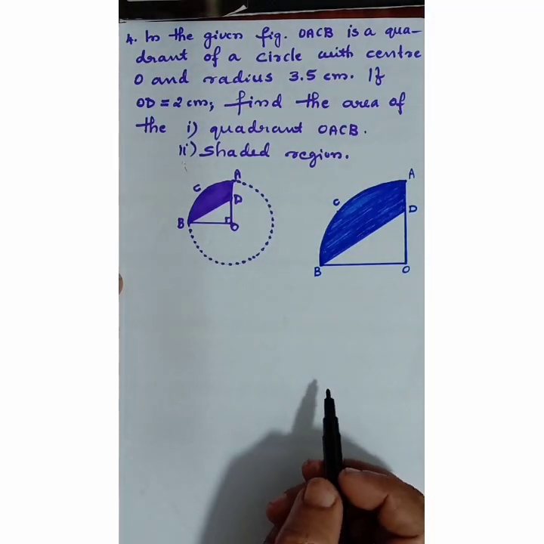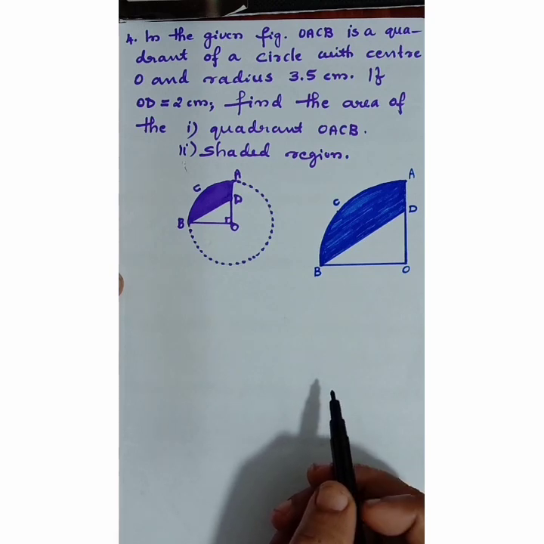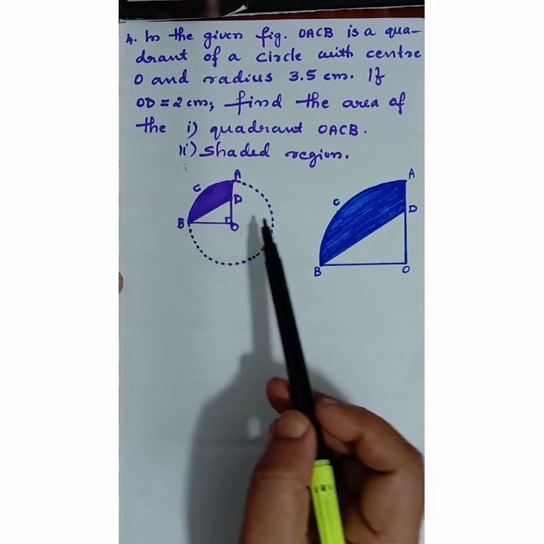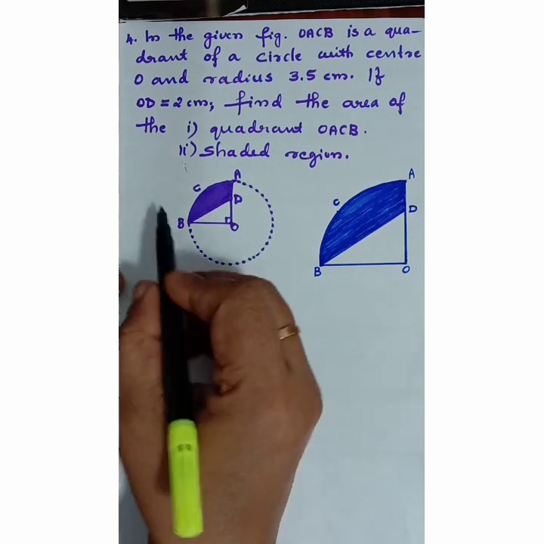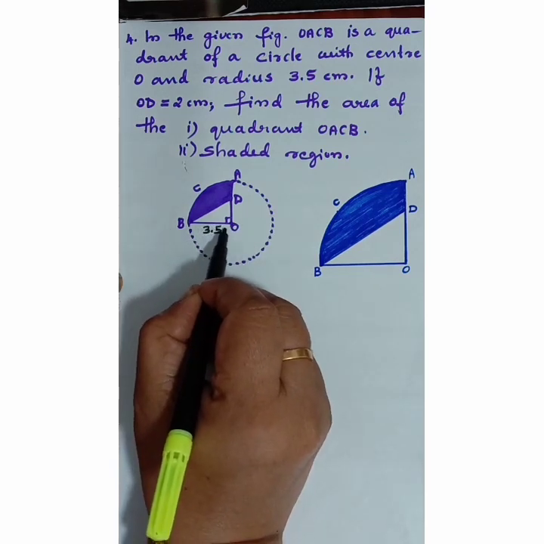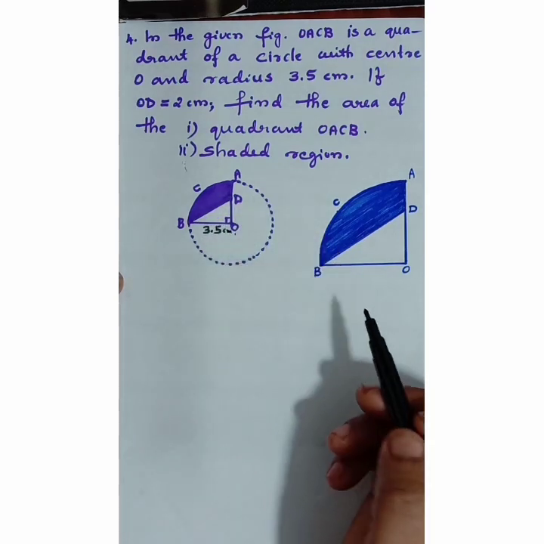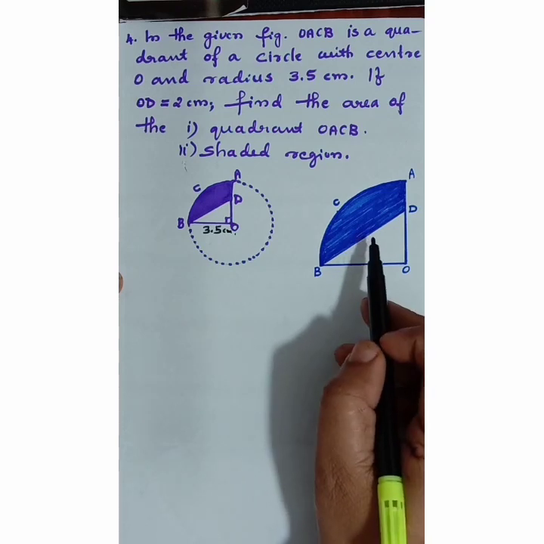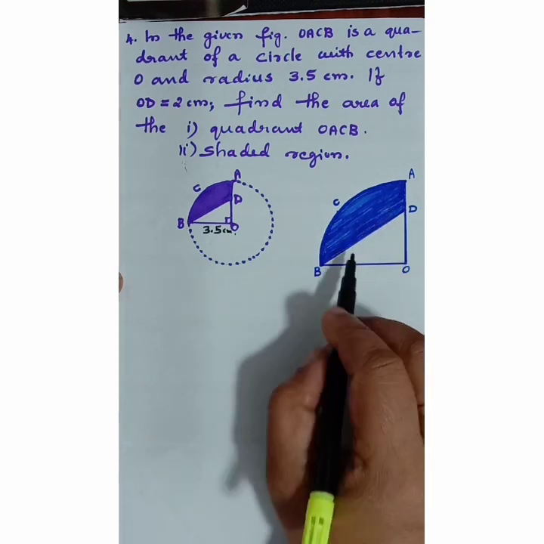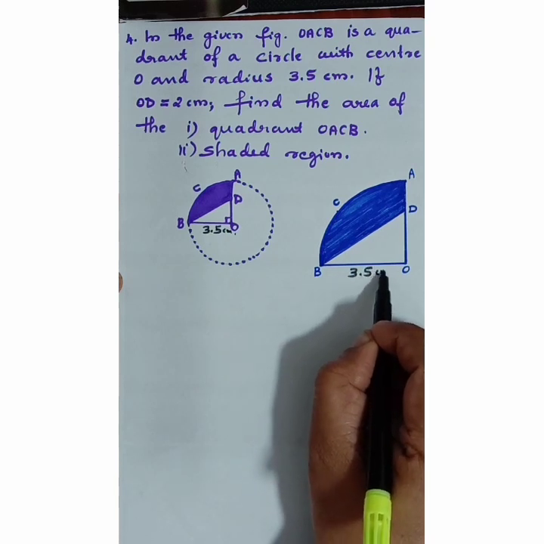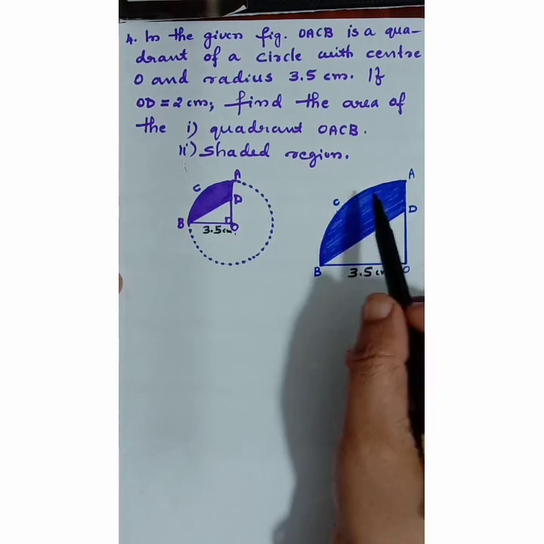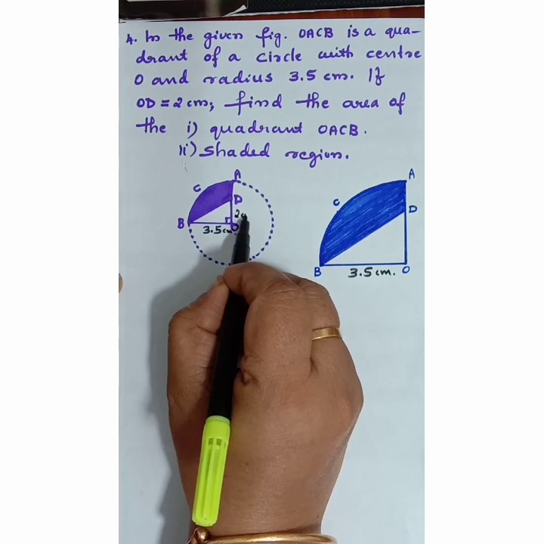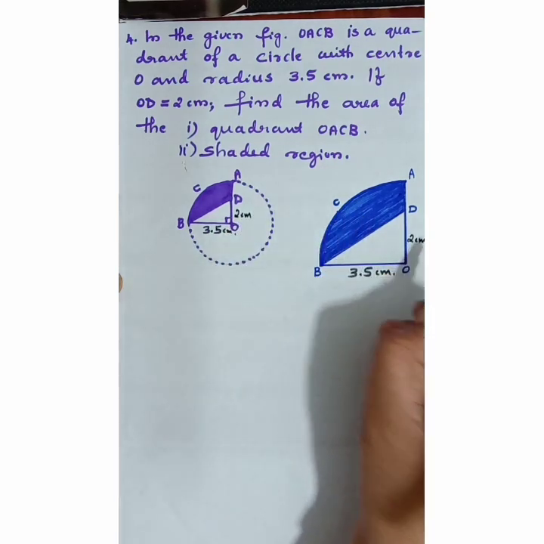In this question, in the given figure, OACB is a quadrant of a circle with the center O and radius 3.5. So here OB is equal to 3.5 centimeter, or OA is equal to 3.5 centimeter. The same figure, this portion I have drawn here. Now in the NCERT textbook, we have only this much figure. So this is 3.5 centimeter. If OD is equal to 2 centimeter, OD length is 2 centimeter. So OD here is 2 centimeter.